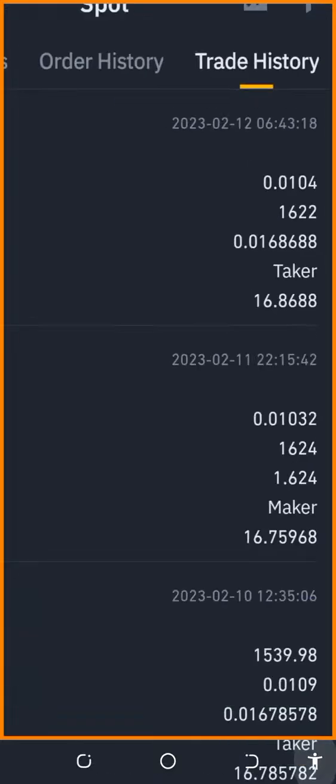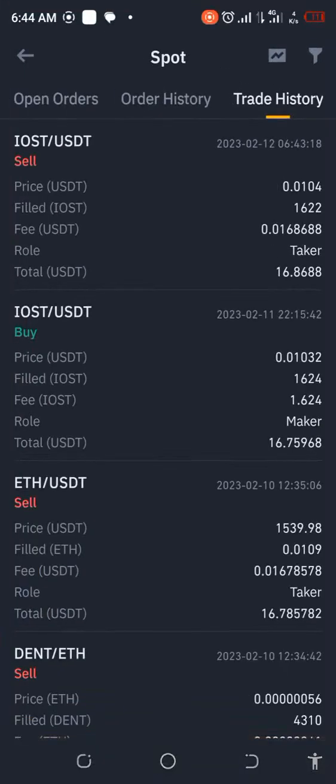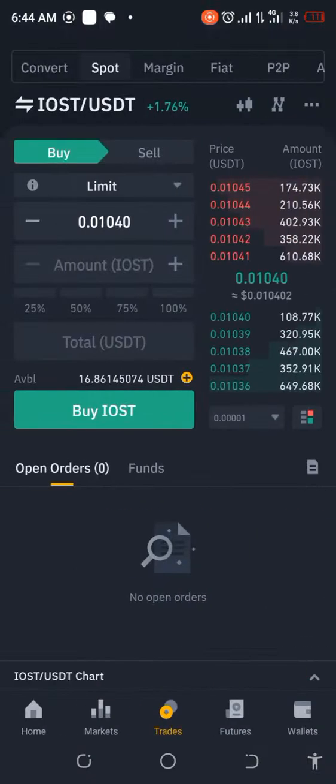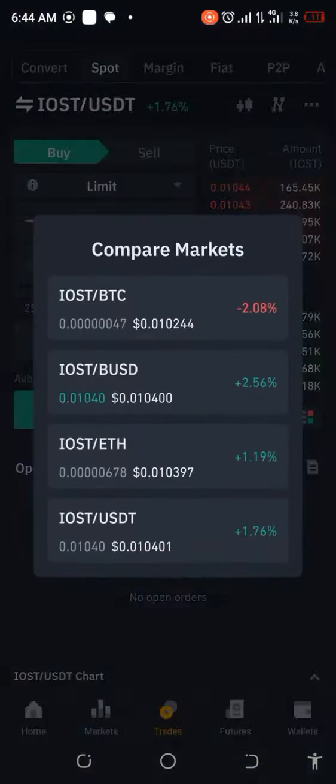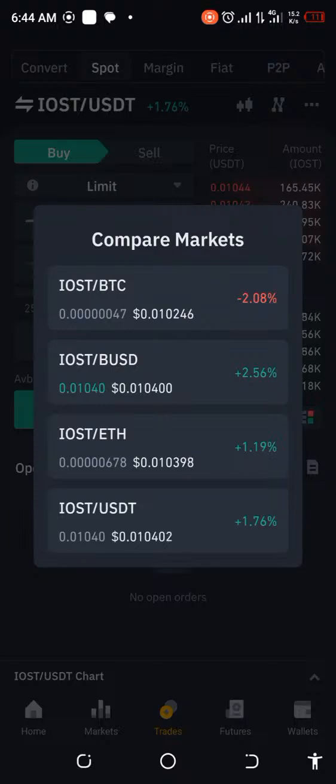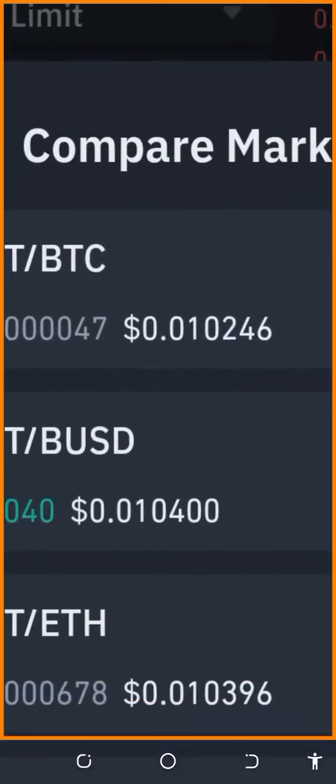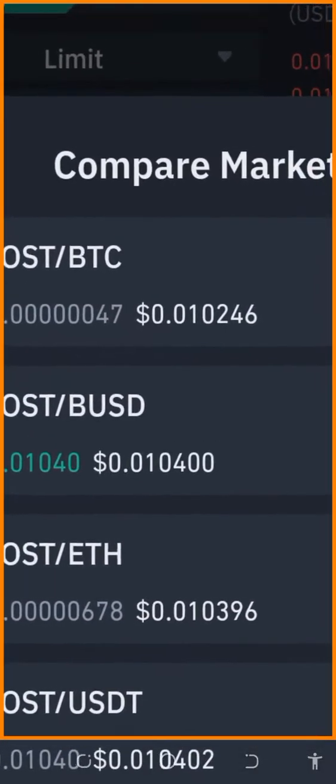Now, what were we supposed to have made, right? If we were still in the queue, because just take a look at this. You'll see here what we were supposed to get the other time. Can you see that IOST BTC is 0.0102?